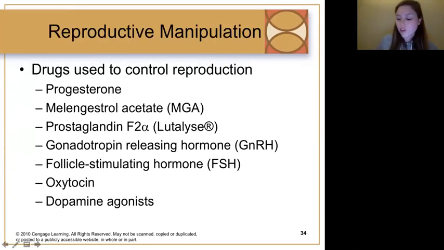So as far as reproductive manipulation in livestock, the whole reproductive process is controlled by a lot of hormonal feedback. So drugs can actually be used to control reproduction in livestock. You can inject progesterone, MGA, prostaglandin, which is luteolytic, which some of you, if you have cattle, may be familiar with. You can give them that in order to make them come into heat, so you can synchronize your cows. GnRH, follicle stimulating hormone, oxytocin, and dopamine agonists are just some of the things that you can use to manipulate the reproductive cycle.